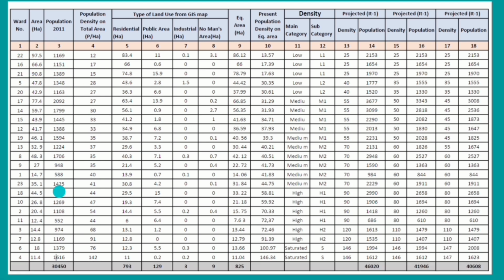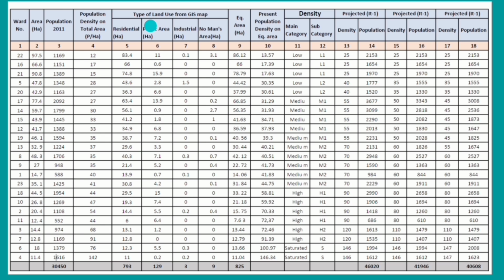Then the population of each ward is given here. This data you will get from the place where you collect the census data from. It is also available with the city development plan or the urban planners of your city. Now based on this, we calculate the population density, right? So what is the population density here? It is population per unit hectare. So you can simply divide this population by the area and you will get these values.